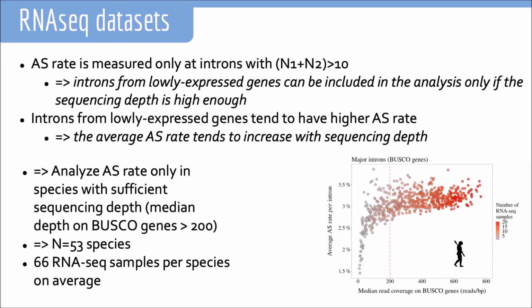So to avoid this artifact, it turned out that it's necessary to focus on species for which we really have a very deep sequencing. So we set a threshold at a median sequencing depth on Busco genes that is larger than 200. So we only retain the species for which the RNA-seq datasets that we had allowed us to obtain a median read coverage on Busco genes that is larger than 200. And this is what limited the number of species that we could analyze.